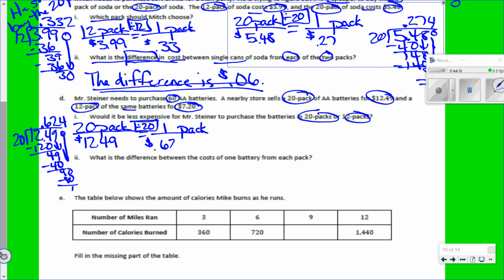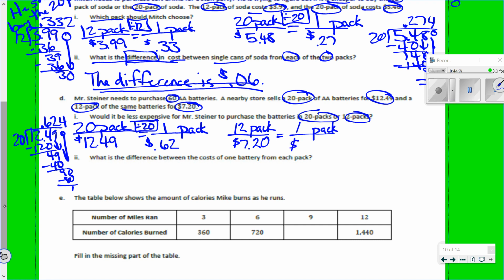62 cents. Okay, what is my second ratio, Jayla? Your second ratio is 12 packs and $7.20. Okay, 12 packs, $7.20. And I want to know what it's going to come out as in 1 pack and how many dollars. How do we go from 12 to 1? Kaden? Divide by 12. So I take my 720, divide that by 12.